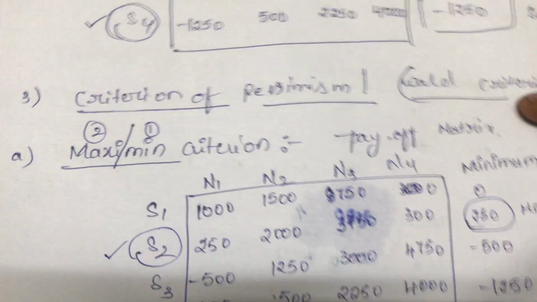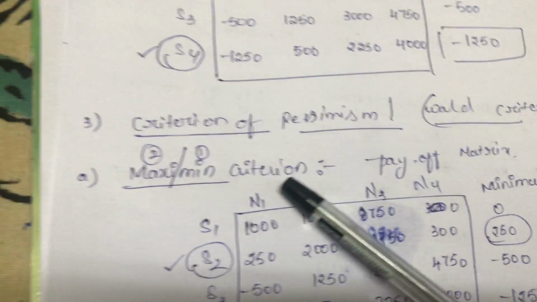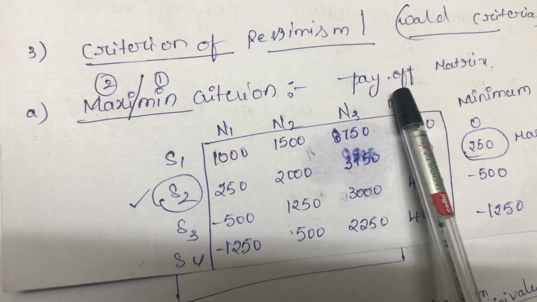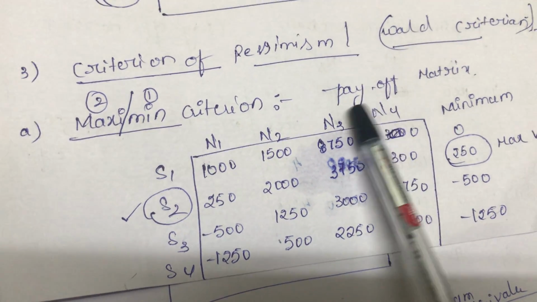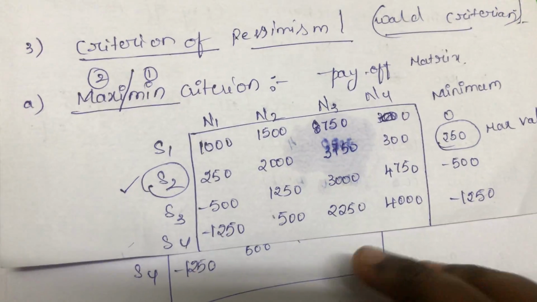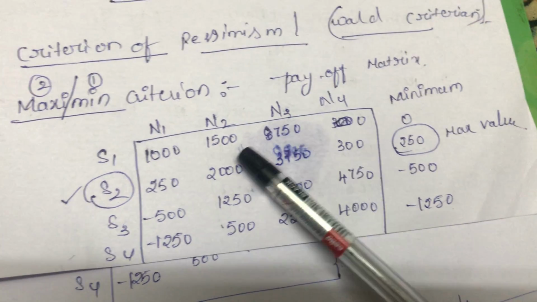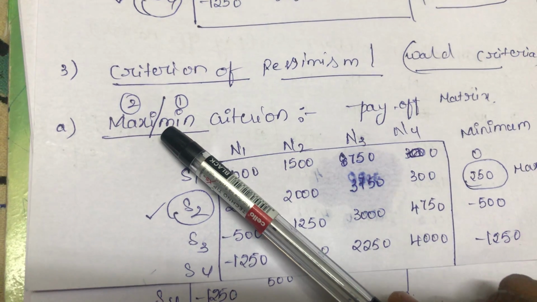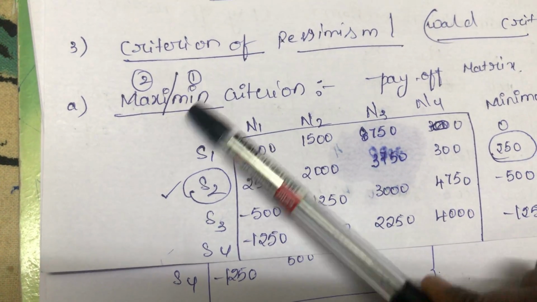Next method is called the criterion of pessimism or Wald criterion. In that, first is the maximin criterion. If the condition is starting from maximin, then we have to remember it as a payoff matrix. Suppose it is a 4 by 4 matrix, this is a payoff matrix. According to this method, we divide into two parts. We have to start from the back side onwards. So first we have to do minimum value.